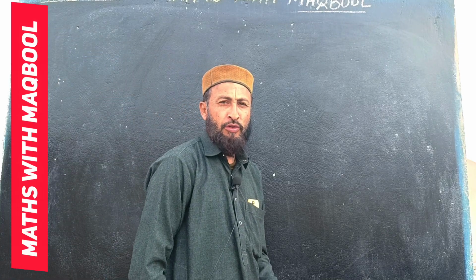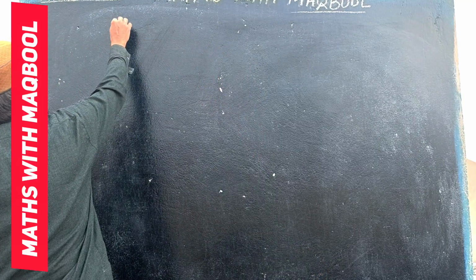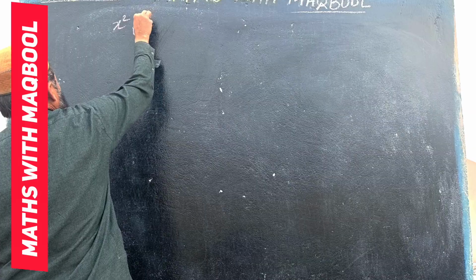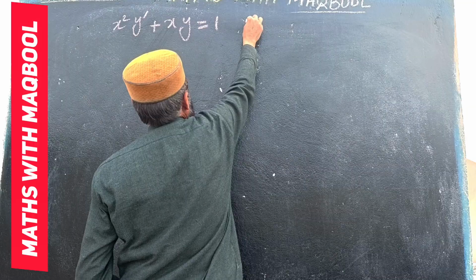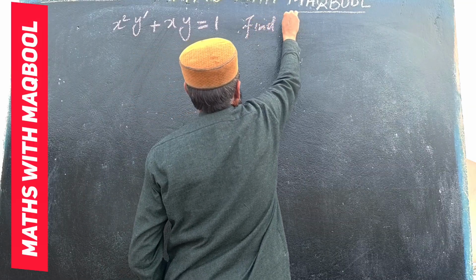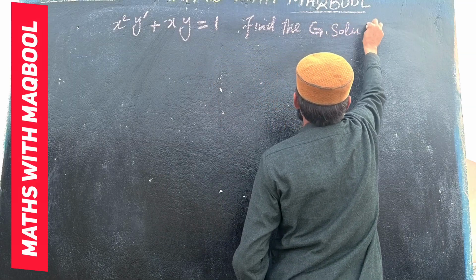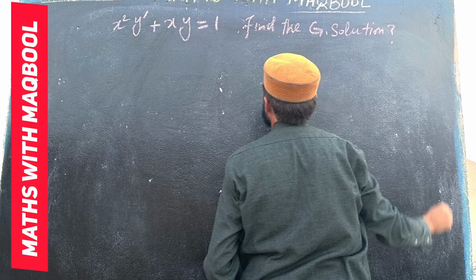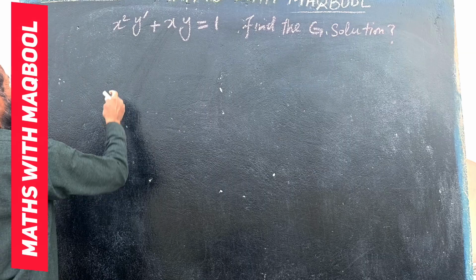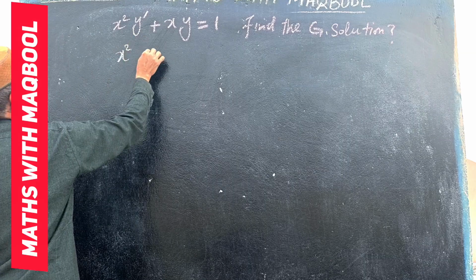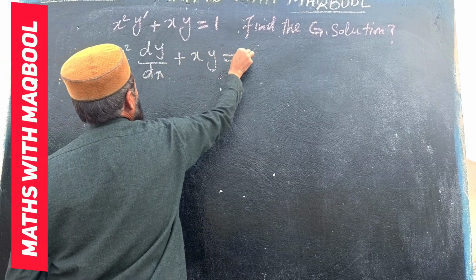Today we have a new general solution for the differential equation x square y dash plus xy is equal to 1. Find the general solution of this question. So first of all, we can write this equation as x square dy by dx plus xy is equal to 1.